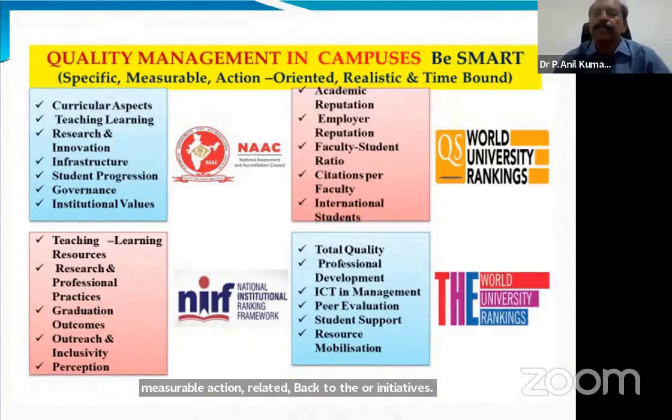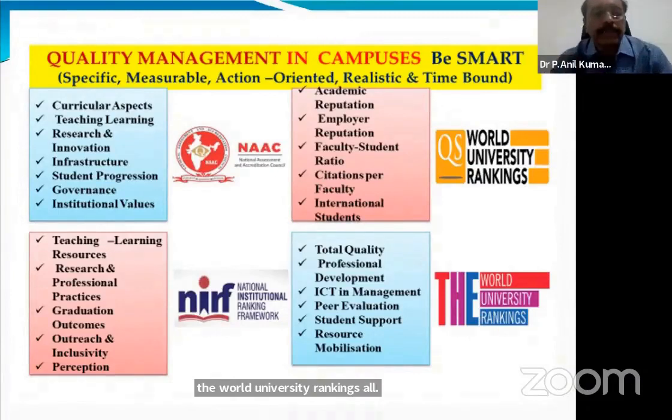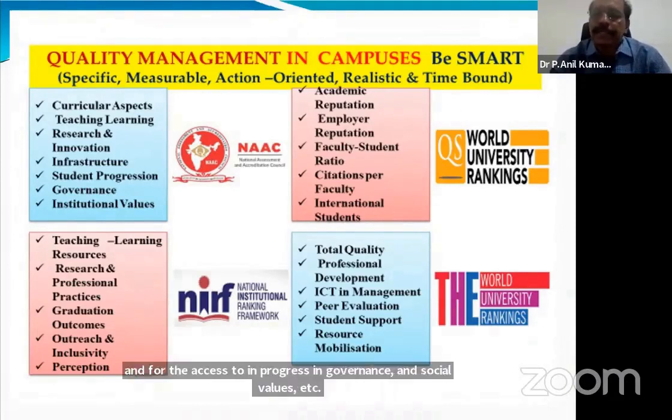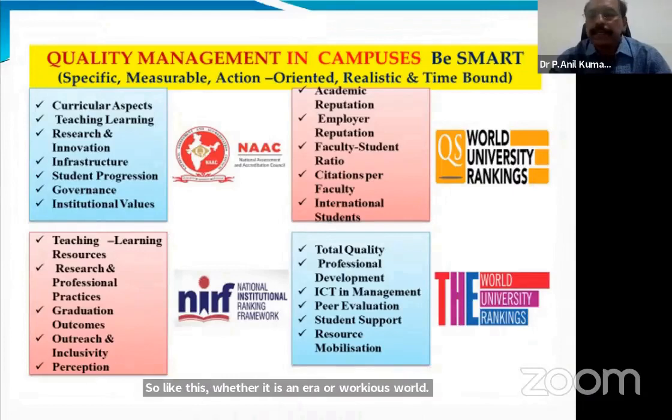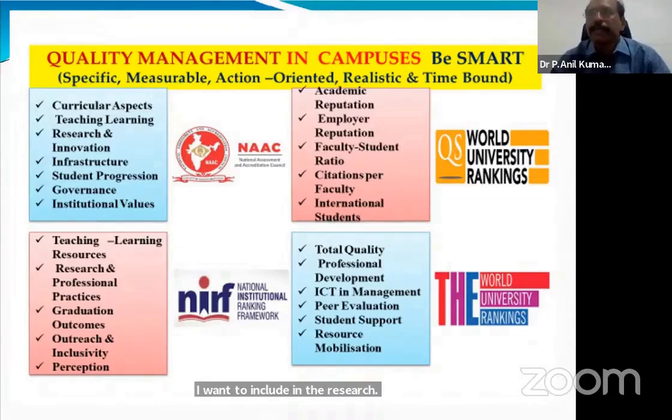Whether it is NAAC or NIRF or QS World Rankings or the World University Rankings, all of them are built around different quality parameters. For example, under NAAC, you can find curricular aspects, teaching, learning, research, innovation, infrastructure, student progression, governance, institutional values, etc. Like this, whether it is NIRF or QS World University Rankings, there is a total quality parameter, both professional development side and IT initiatives. All of them work around research as well. So this is the basic structure of any assessment or quality initiative, whether it is a ranking or assessment. With this in view, we can move forward.